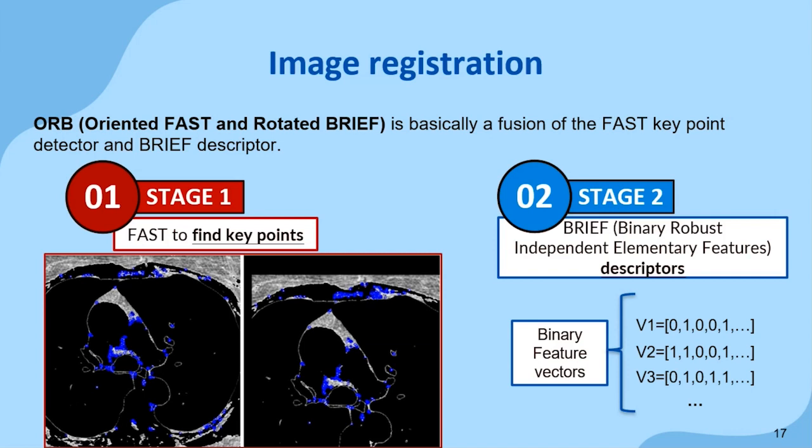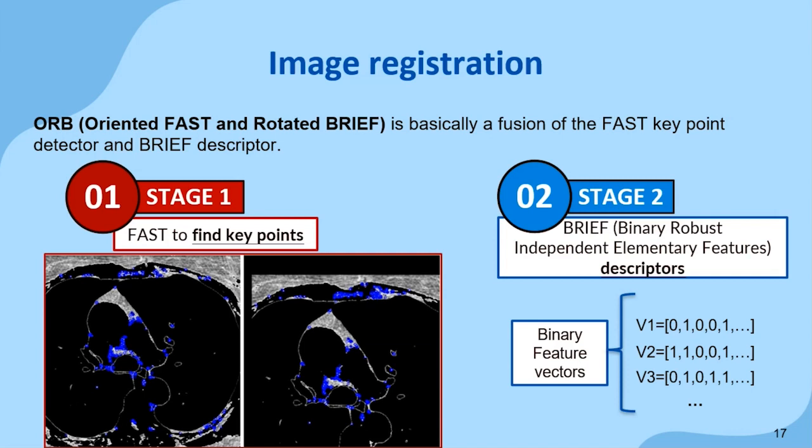For this purpose, we use a method called ORB to detect and describe the key points. The ORB works as follows. First, it uses an algorithm named FAST to find the key points, which are represented in blue in this example for a patient slice.